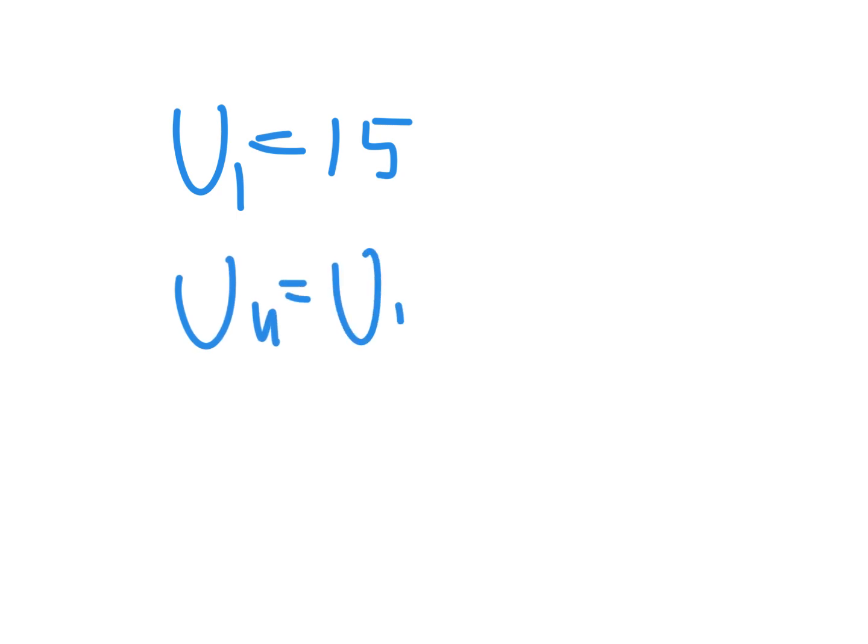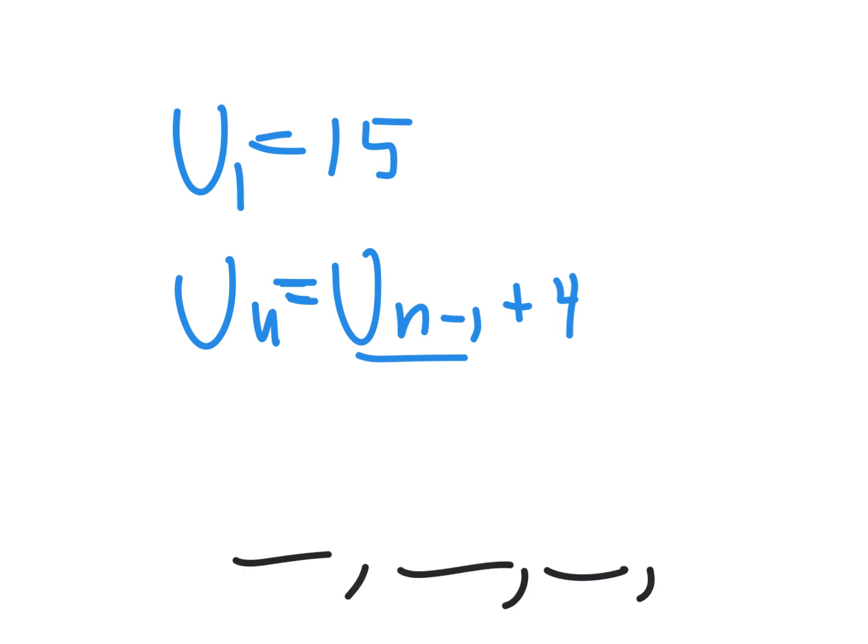So, test question. Test isn't for quite a while, but this will be a typical test question. If U sub 1 was 15, and U sub n is given by U sub n minus 1, that's a really complicated way of saying any random term is equal to the term in front of it plus 4, then can you tell me what the first 4 terms of the sequence are? In fact, just do the first 3.